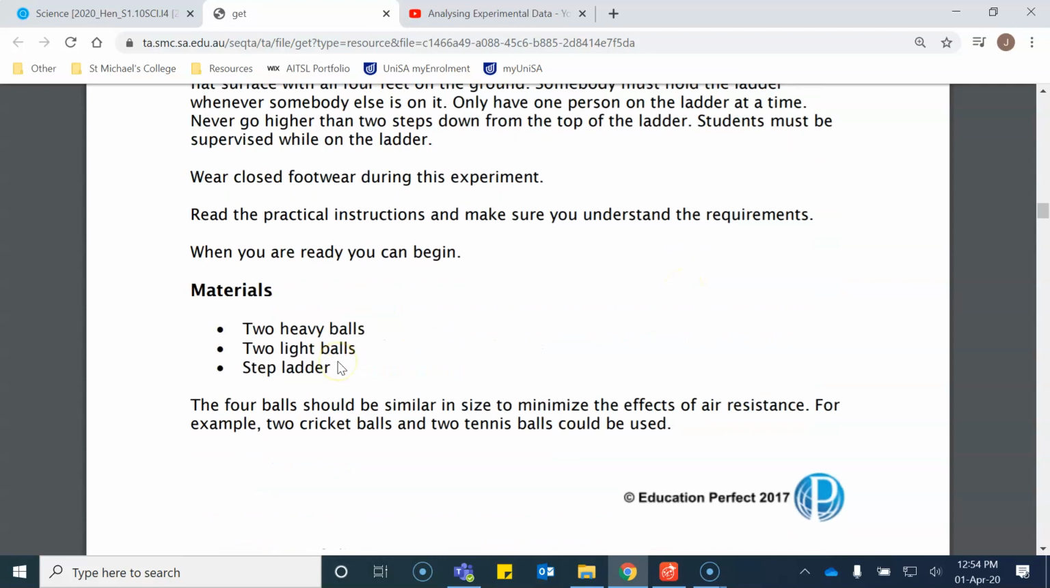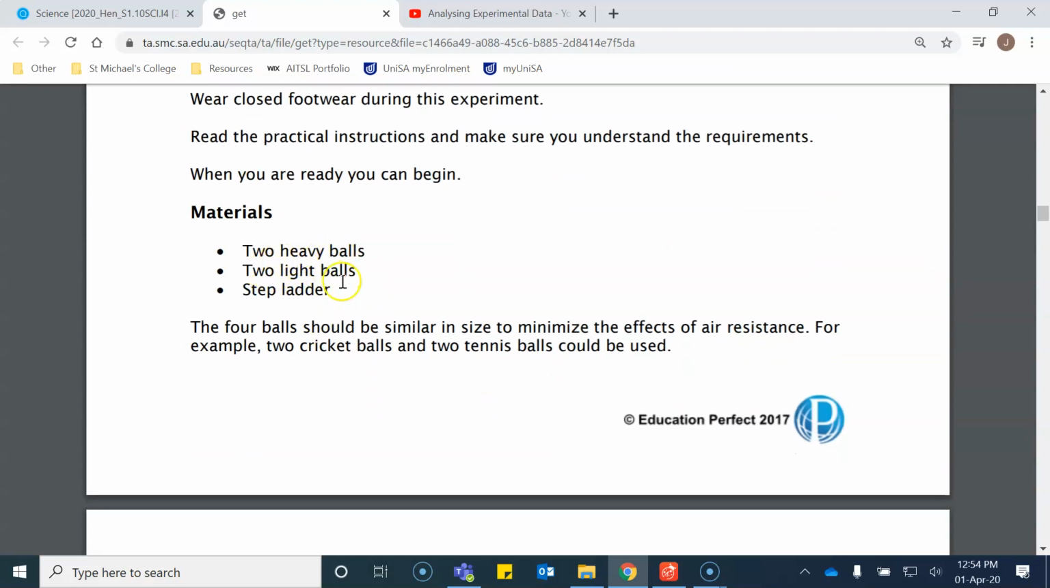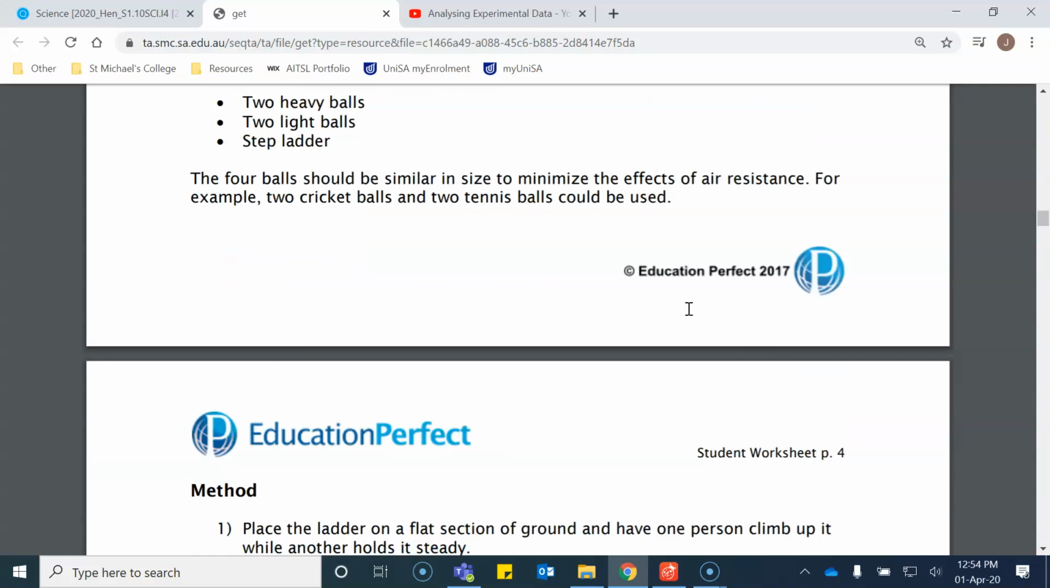We are going to have 2 heavy balls, 2 light balls, and we're not going to have a step ladder. Like I said, we're just going to be on the top of the balcony. The 4 balls should be similar in size to minimize the effects of air resistance. For example, two cricket balls and 2 tennis balls could be used.